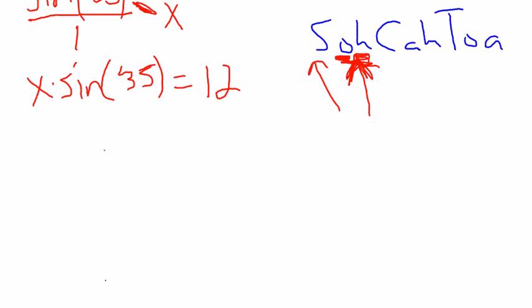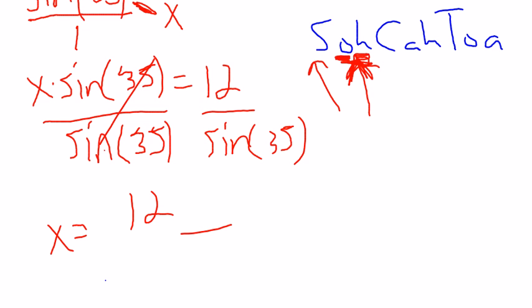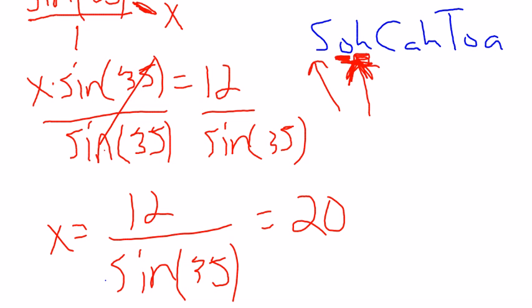So now I need to divide by sine 35. I just treat it like a number because that's all it is. Divide this by sine of 35 because I have to do it to both sides. Cancel out. I get x equals 12 over sine of 35. Plug it in your calculator and you should get 20.92136.